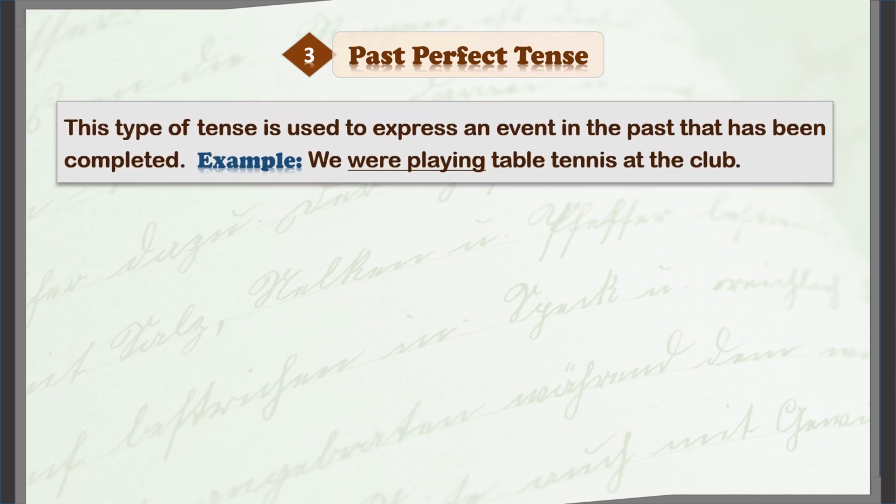Now, let us look at the third aspect, which is past perfect tense. This type of tense is used to express an event in the past that has been completed. For example, we were playing table tennis at the club.